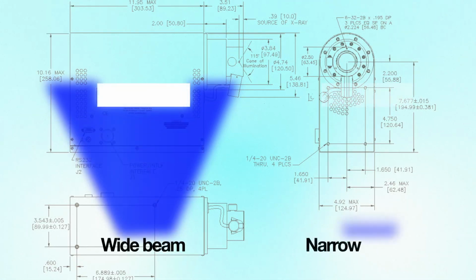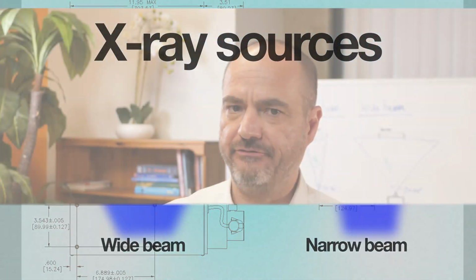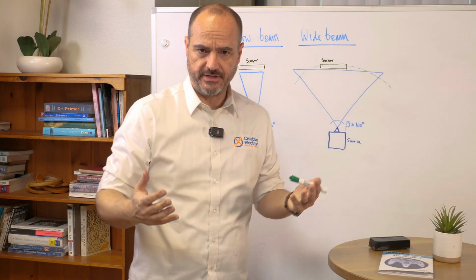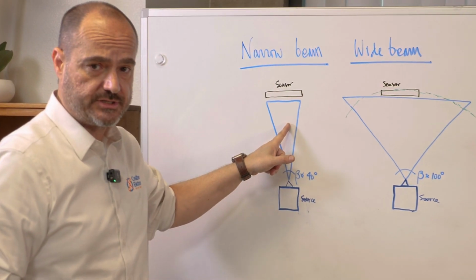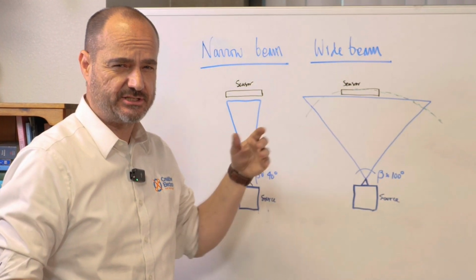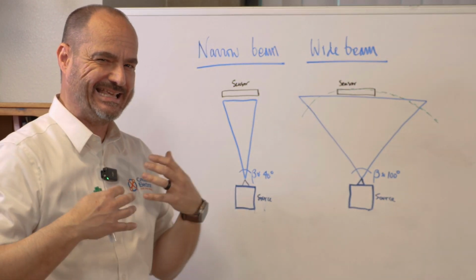Wide beam and narrow beam X-ray sources. Today we're going to find out what they are and when to use them. There are two types of X-ray sources out there. It's what we call narrow beam sources and wide beam sources. So let's start with the narrow beam and understand exactly what it means.